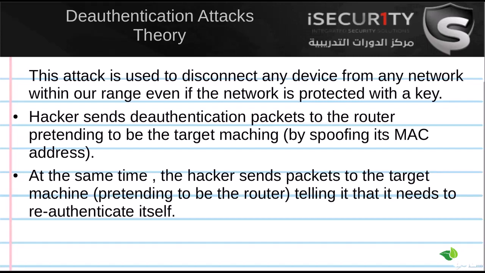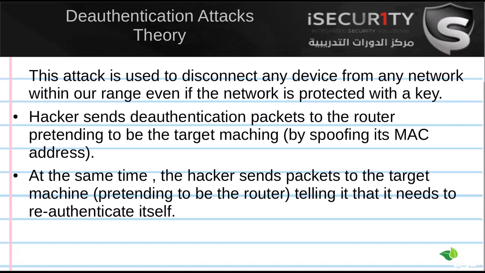So when we do this, we're going to successfully disconnect the target client. We're going to pretend to be the target client and tell the access point that we want to disconnect from you. And then we're going to pretend to be the access point and tell the client you need to reconnect, you need to re-authenticate yourself. When we do that, the connection is lost.